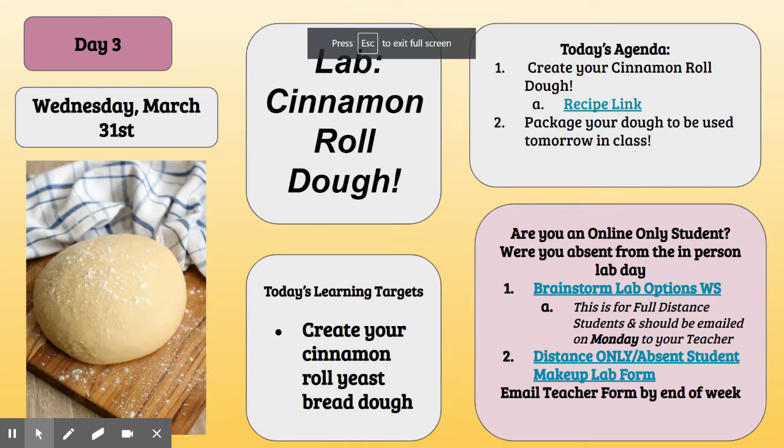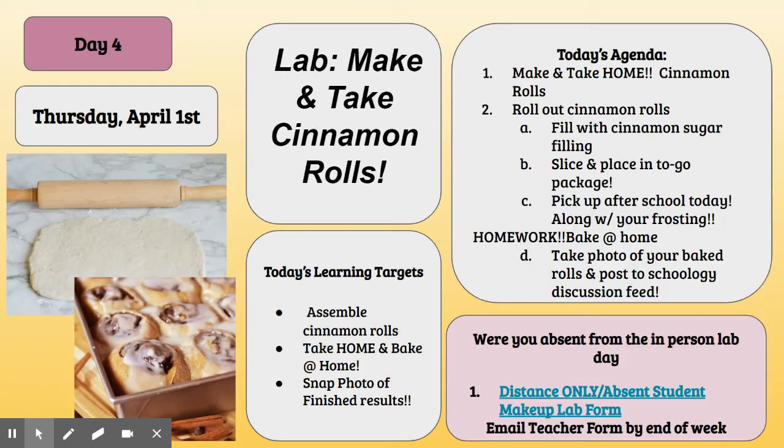Day 3, Wednesday, March 31st, we are going to be creating our dough. Groups will be partnered up, and they'll be making their dough. If you missed lab this day, make sure that you fill out that distance makeup lab form. Otherwise, full distance people, a lot of times yeast spreads need to be made over overnight or over a day or even 2 sometimes. So maybe you've started your recipe and you're just waiting for your yeast to work.